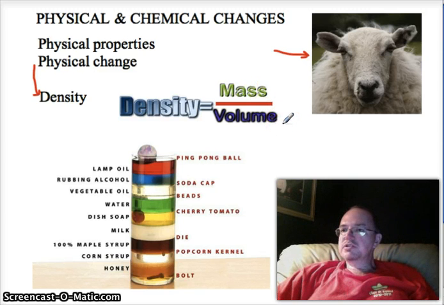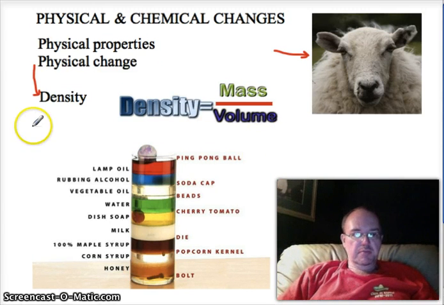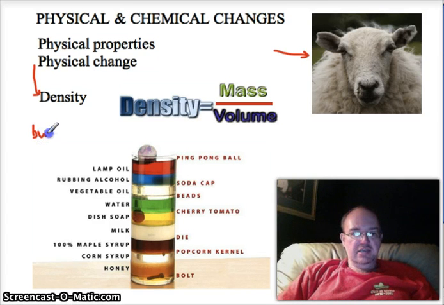But one characteristic of density is something called buoyancy. And I did not write that on here. I probably should try to spell that out. Kind of a funny spelling word. But buoyancy has to do with things floating. And that's exactly what you can see down here. B-U-O-Y.